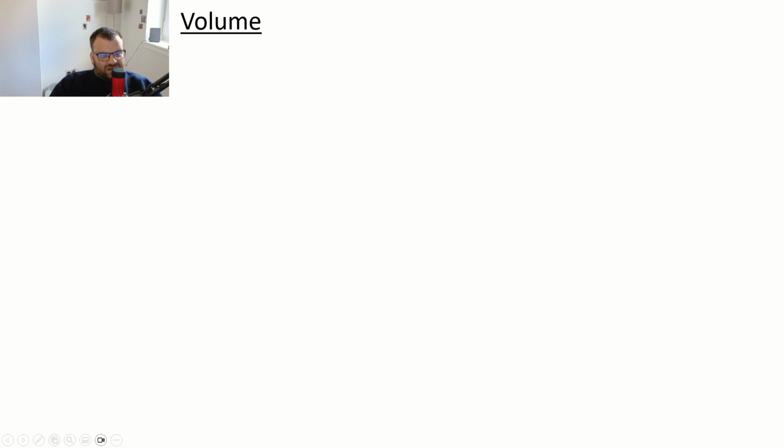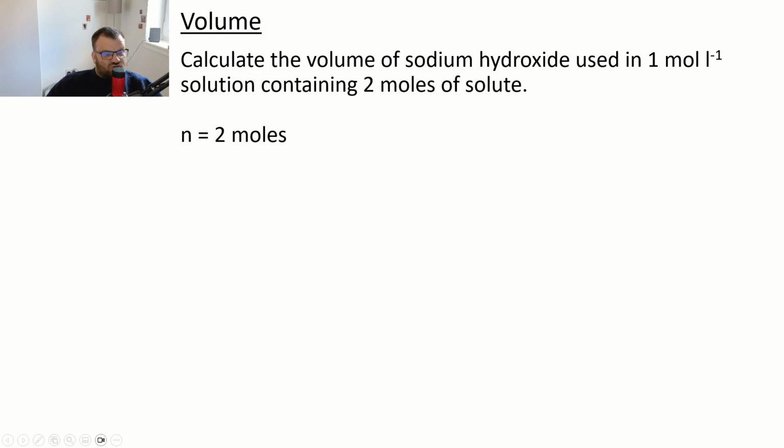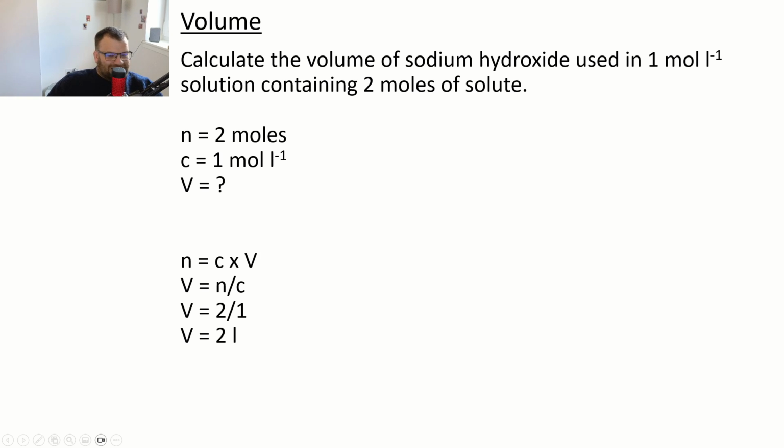If you're asked to calculate the volume, here we're told there's 2 moles of the solution. Concentration is 1 mole per litre. And we want v. Well, if n equals c times v, then v equals n over c. Pop the numbers in: 2 divided by 1 just gives you 2 litres of solution that would be used in this one.